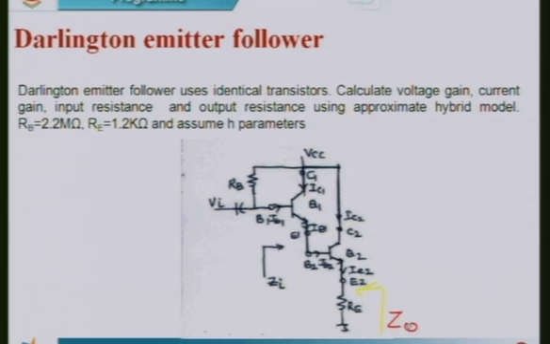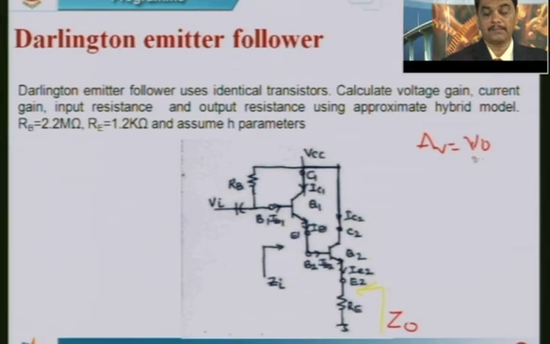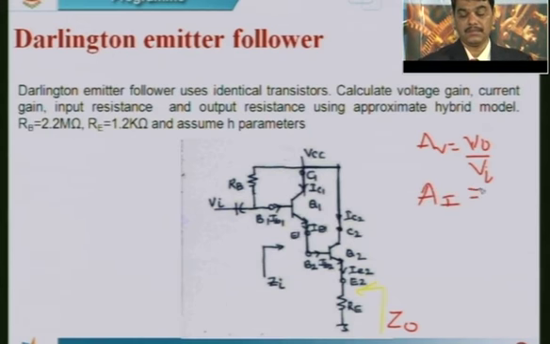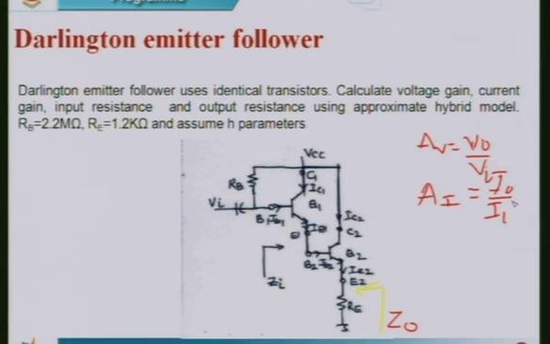And also we need to derive the voltage gain AV equal to V0 by Vi, and the current gain AI equal to I0 by Ii. For this derivation, we need to replace the transistors with their equivalent hybrid model.